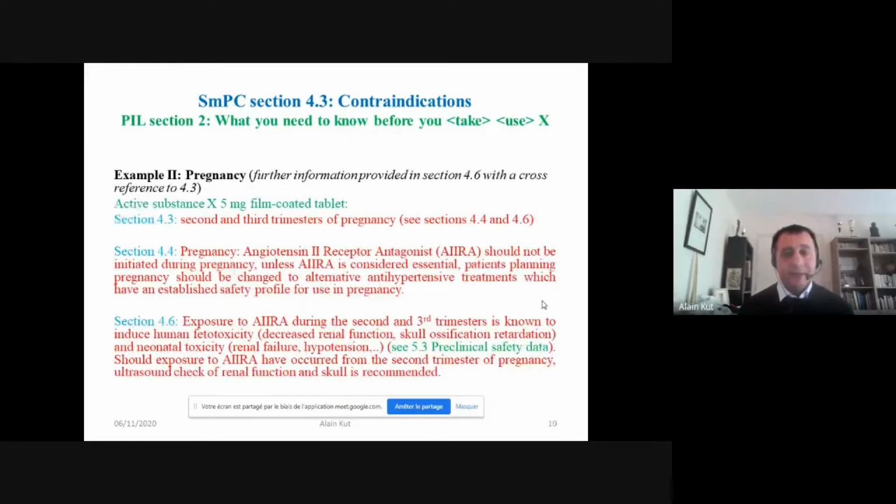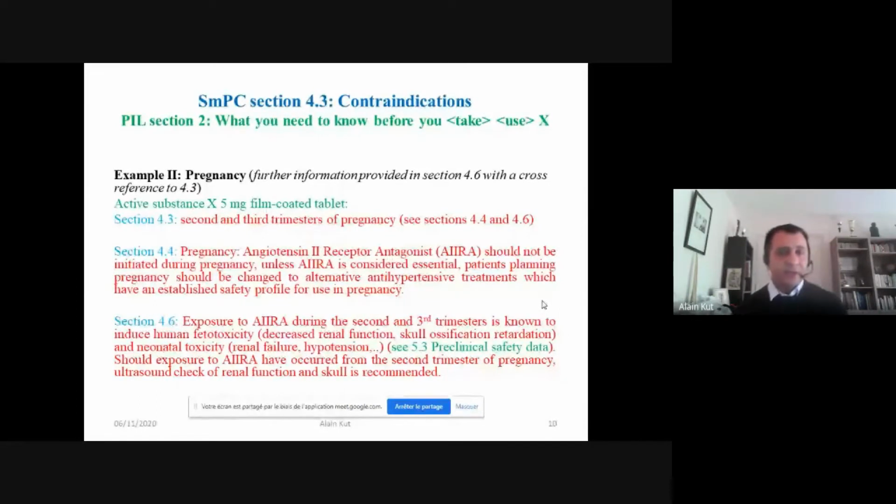Here in pregnancy, it's so important because everybody knows that the first information on pregnancy comes from preclinical safety data, and what is important is how to cross reference the information on pregnancy between different sections in the SMPC.